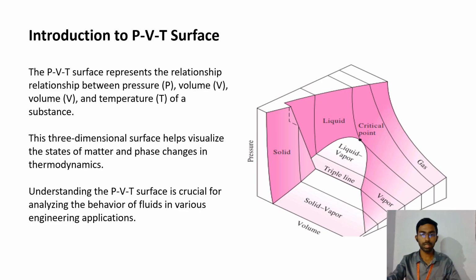And here is the diagram which shows pressure, volume, and critical point, and which is the solid state and liquid state, and where the solid vapor and triple line, liquid vapor and vapor gas.